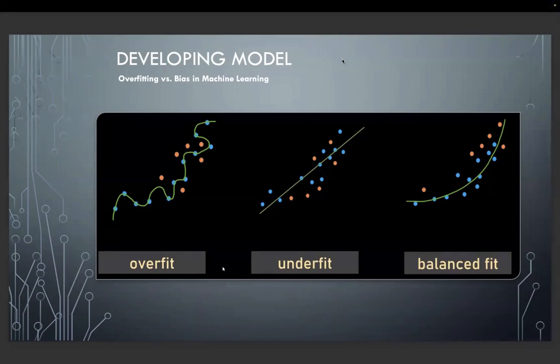So how will a model overfit? Like, what will cause a model to overfit? Okay.